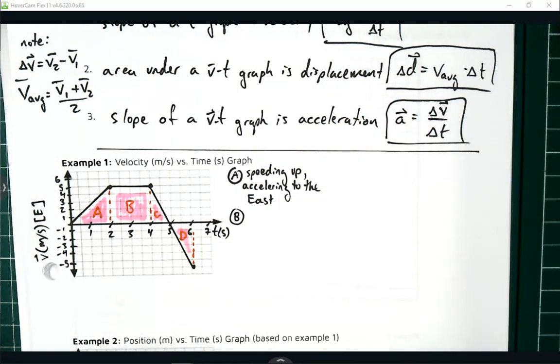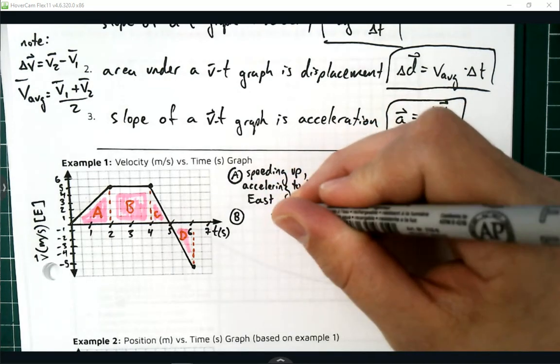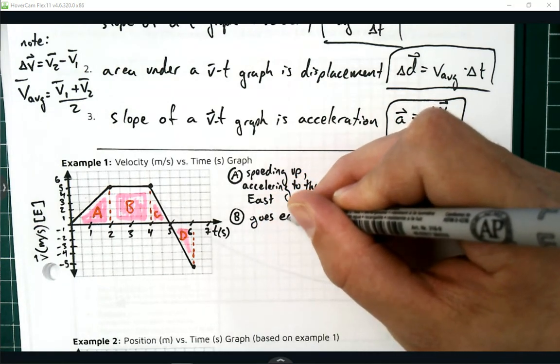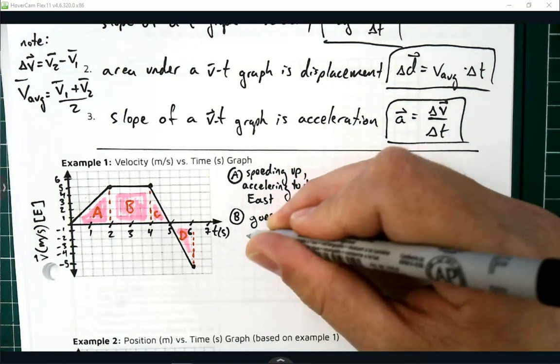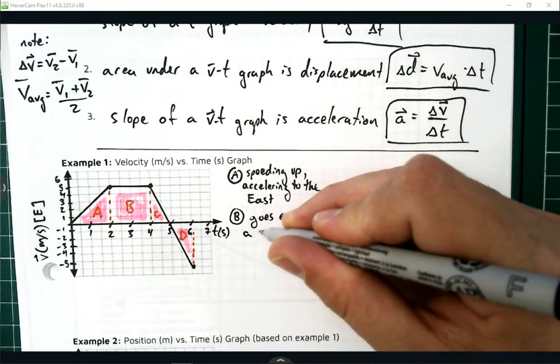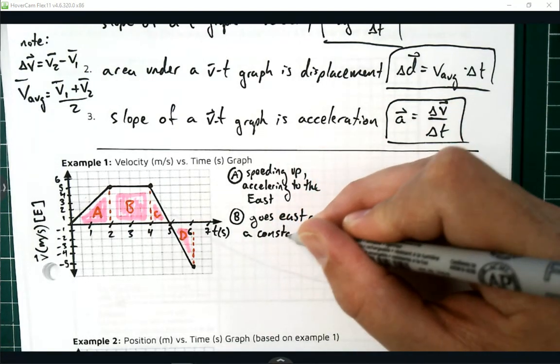What's happening for portion B? Somebody else. It can't be the same person every time. Yeah. Staying the same what? Same speed. Yeah, it's going to stay the same speed. So we could say it goes east at a constant, actually I can even say constant velocity, right? Because we've got direction here. At a constant velocity.